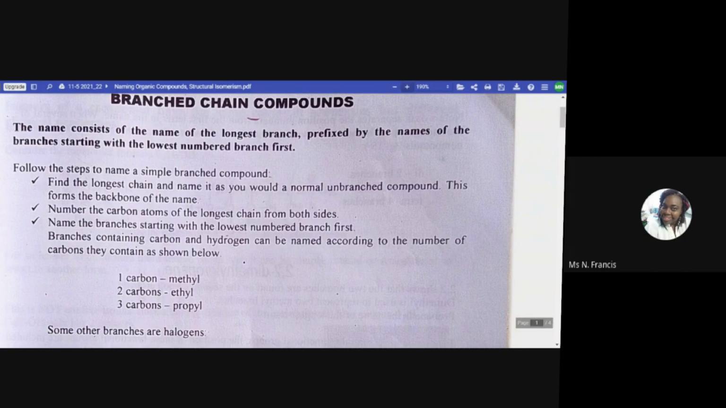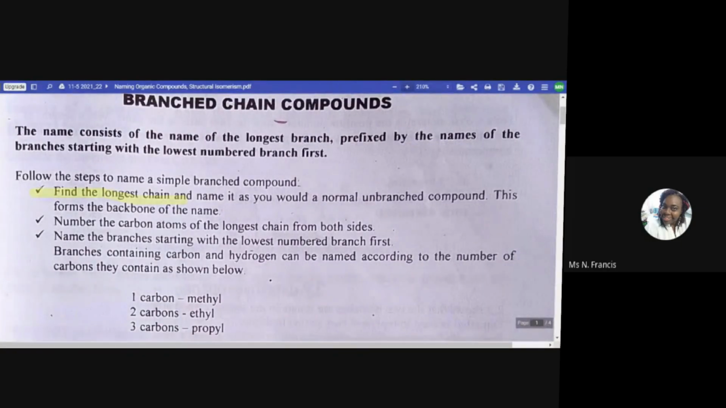All right. So these are the steps I want you to follow, ladies. This is what I've been using for years. These are the steps that you're going to use to name your branch chain compounds, as well as compounds that have the different positions of the functional group. So the first step is this. You're going to find the longest chain. Find the longest chain and name it as you would the normal non-branch chain.